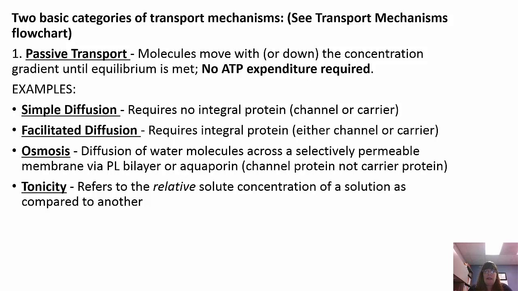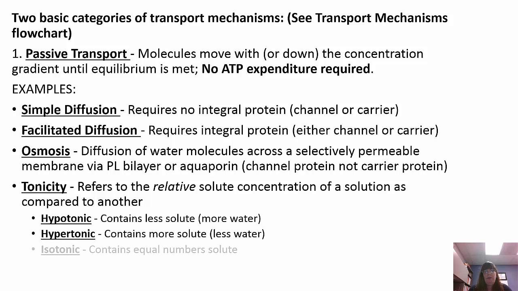Tonicity refers to the relative solute concentration of a solution as compared to another. So we can have 3 different types. Isotonic is when both have equal concentrations of solute. Hypotonic and hypertonic. Hypotonic is when there is a higher concentration of solutes inside the cell than outside the cell. So water will move into the cell to try to dilute the cell down, and the cell will actually swell up. So if you remember hypo, like the O, like the cell's swelling, maybe.